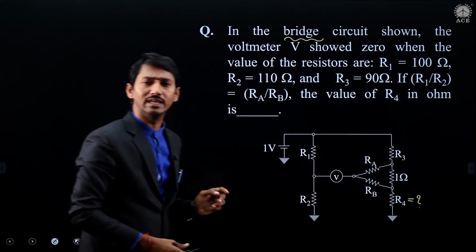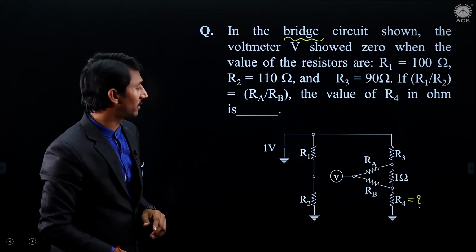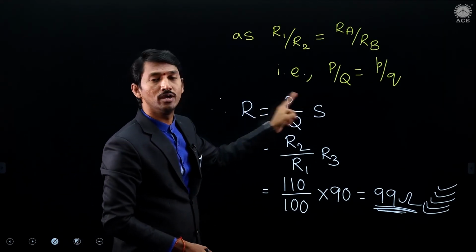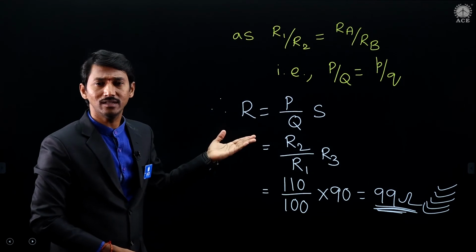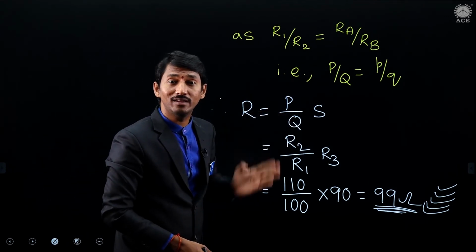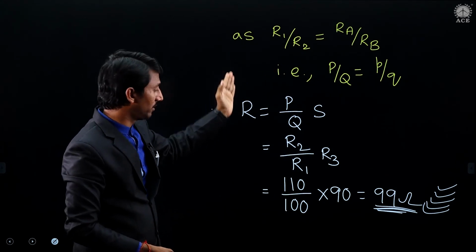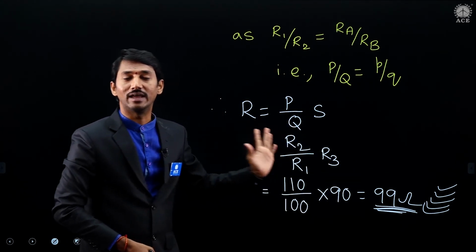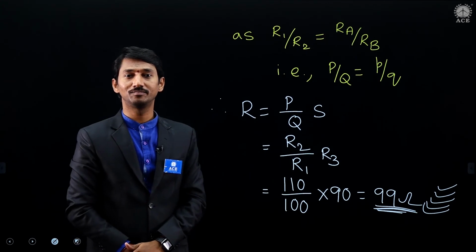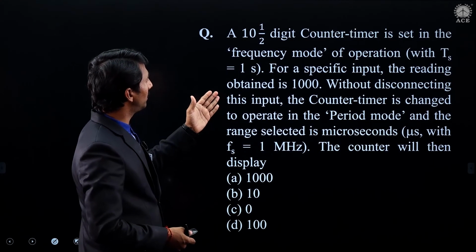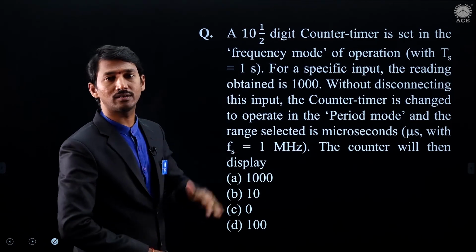Since these two ratios are equal, we can write directly R equal to P by Q terminology. If you take that, you can write the formula directly and save time. But I have given everything step by step on how to approach it. So the answer is 99 ohms. Clear?